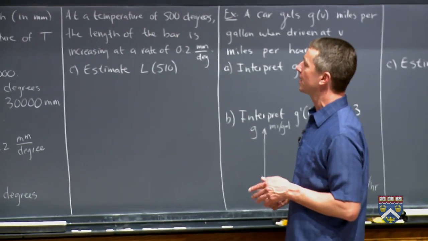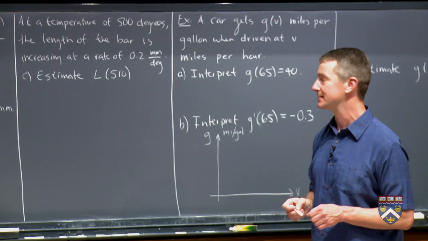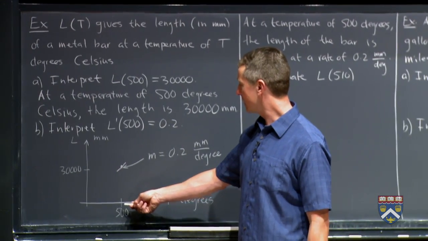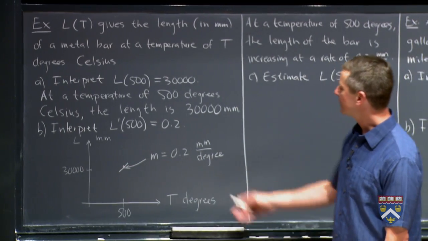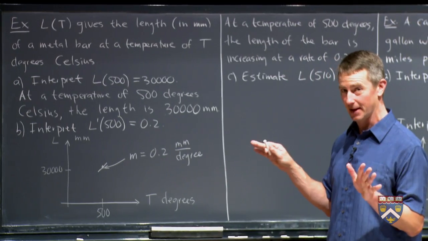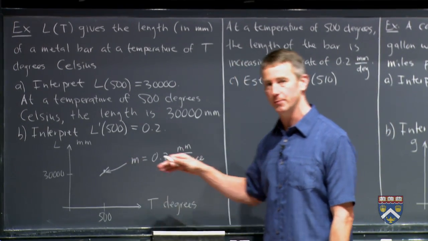Finally, using parts A and B, can we estimate L of 500? Now, it just says estimate. We're not going to be able to get it exact, but here we are at 500, and when the temperature is 500, the length is 30,000, and the slope is 0.2. So if you go over 1 degree, your estimate, and again, we can't be sure, is that the length will go up by 0.2 millimeters.